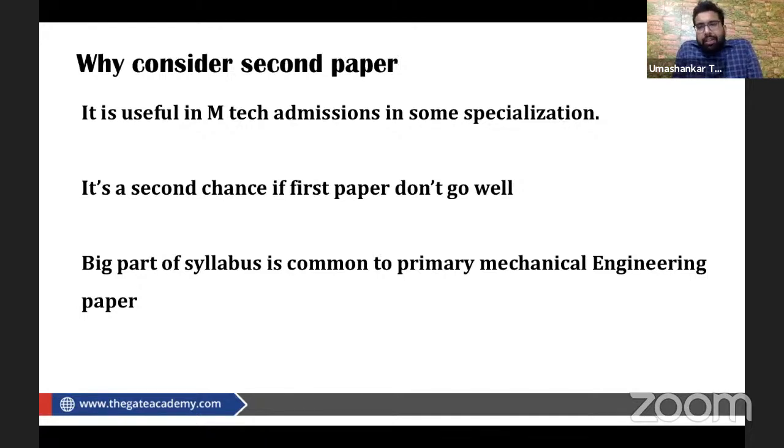So if you have interest in that, definitely you can do. So my suggestion is, if you are choosing the second paper, first of all, forget about PSU. No PSU is there. PSU you can only get if you perform well in your mechanical engineering paper. Secondly, if you are getting a good score or good rank in your first paper, again the second paper is not useful. The second paper is giving you a second chance solely for MTech admissions.